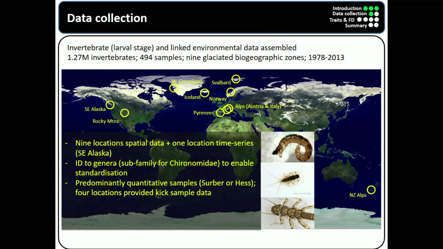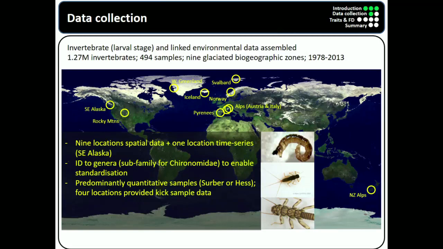Now, in each location, the taxa lists that were provided were quite variable. So we standardized to genera level, except for the Chironomidae. These were identified quite a lot of the time to species, but the traits information is not that well developed, so we amalgamated these up to subfamily level. That's allowed us to have similar data sets for all these 10 locations.